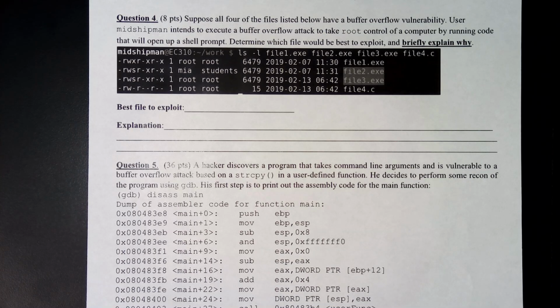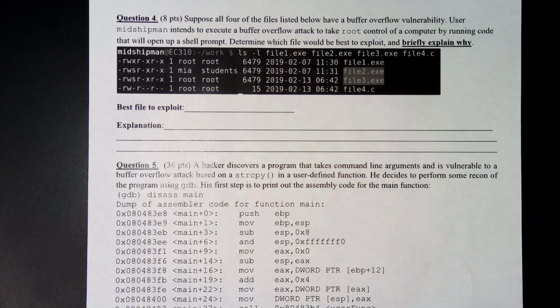Okay, on to question 4, which is also pretty short. This says, suppose all 4 files listed below have a buffer overflow vulnerability. User midshipman intends to execute a buffer overflow attack to take root control of the computer by running code that will open up a shell prompt. Determine which file would be best to exploit and briefly explain why.